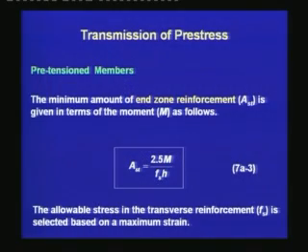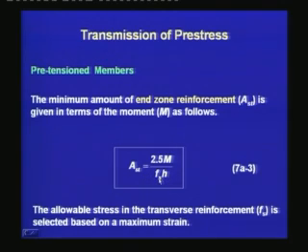The minimum amount of end zone reinforcement, which is denoted as AST, is given in terms of the moment as follows. AST is equal to 2.5 times M divided by Fs times h.